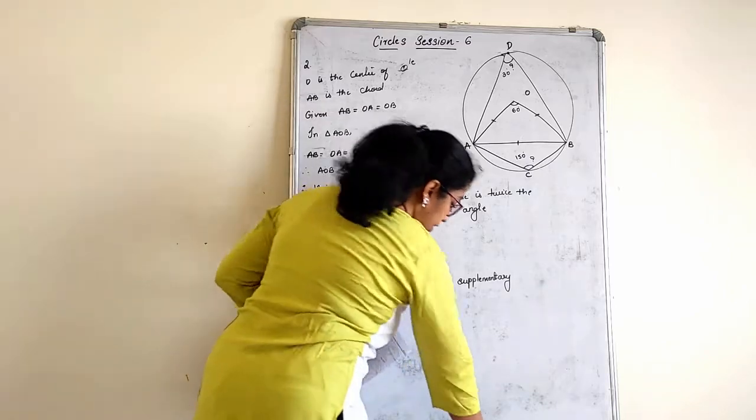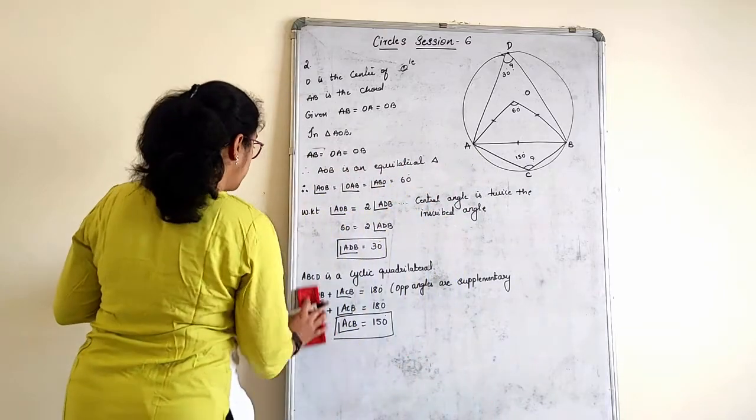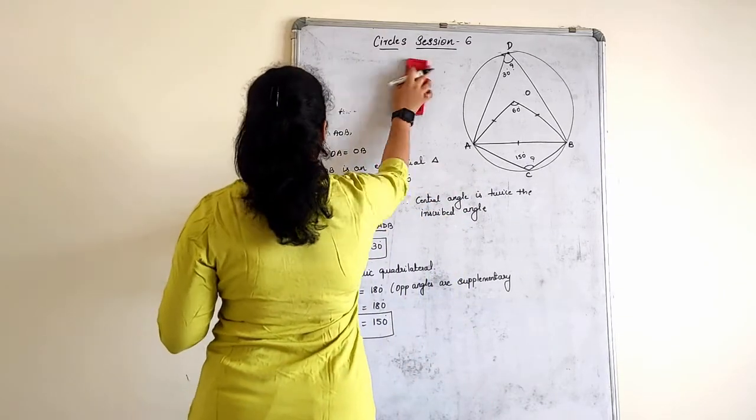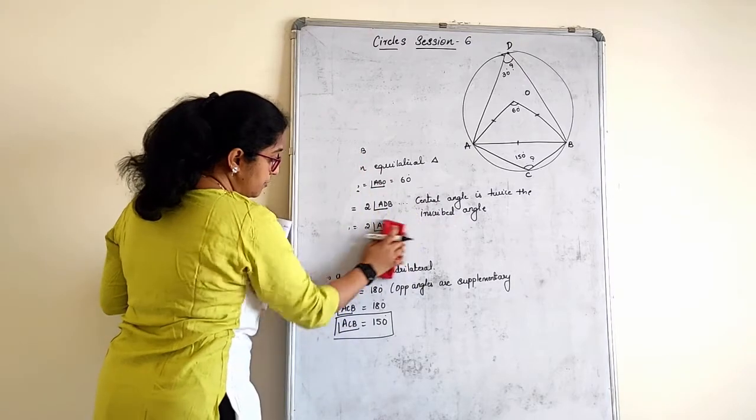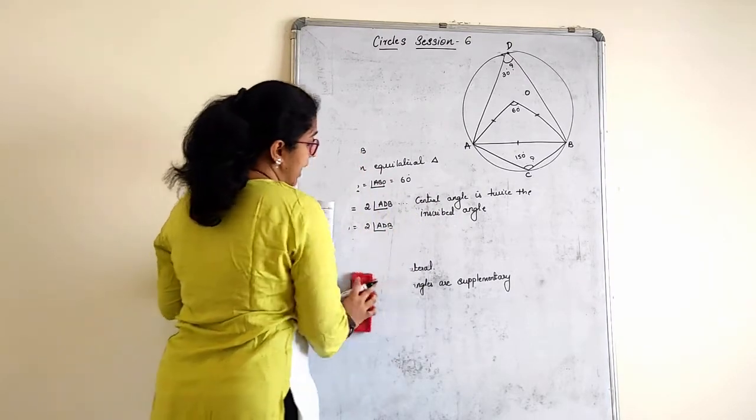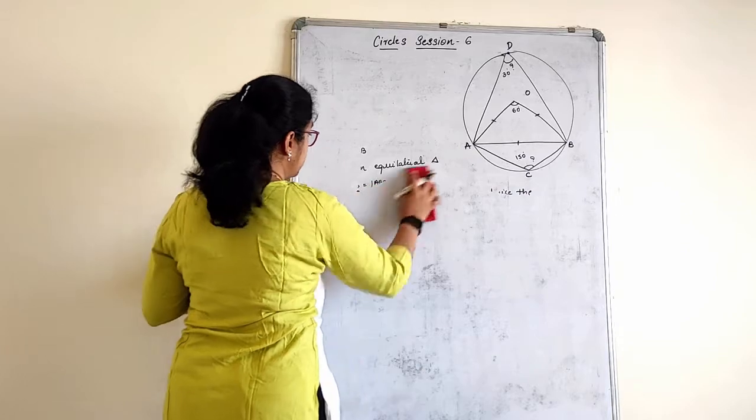Okay. Quickly we go to the next one. That is the third one. There are totally 12 questions in this. We will solve 6 in today's session and the remaining 6 in the next session.